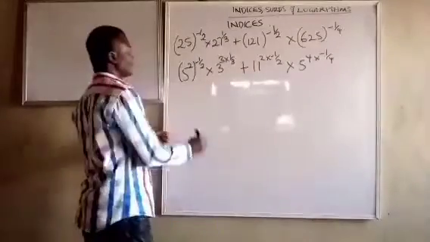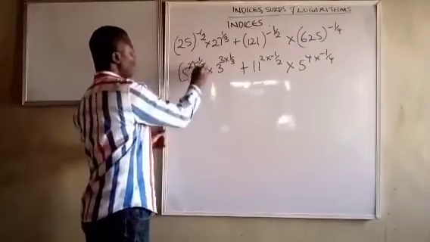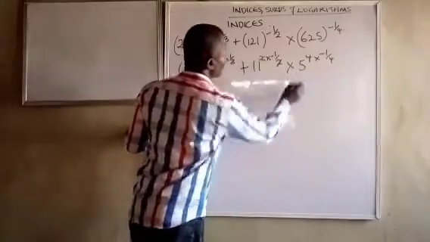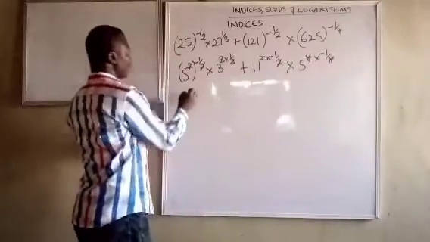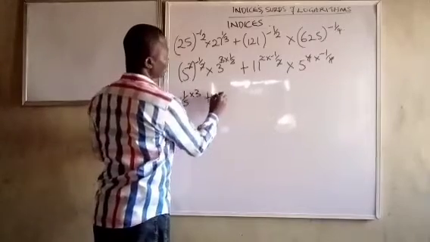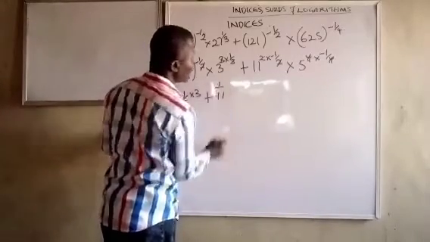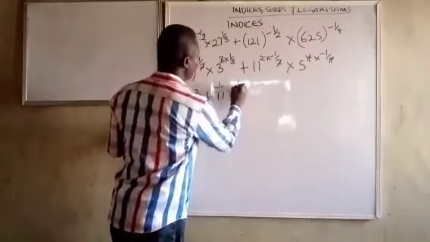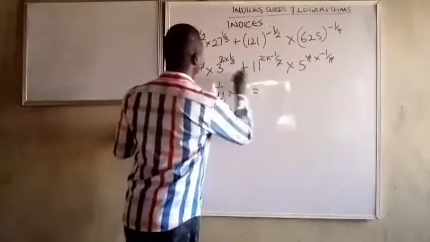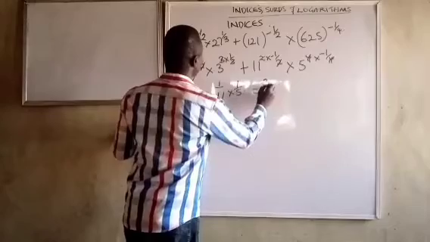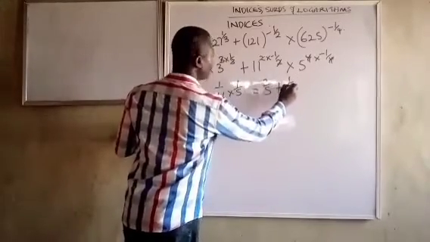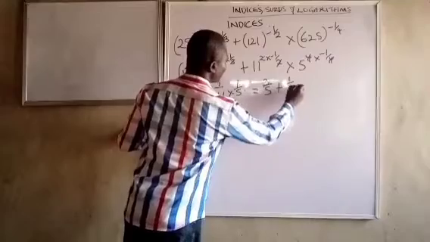So let's look at what will come out of this. This one will come, this one, and this one. So we have 1 over 5 times 3 plus 1 over 11 times 1 over 5. So this one gives us 3 over 5 plus 1 over 11 times 1 over 5.